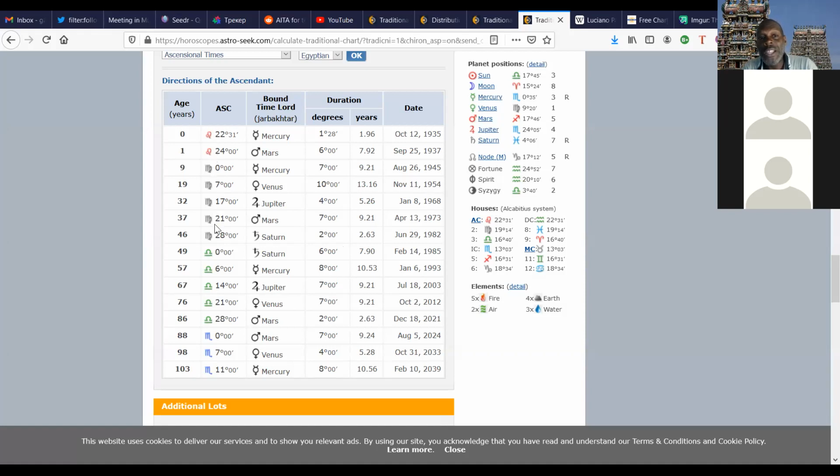We're looking for anything aspecting the bounds that the ascendant has been distributed from. So it's been distributed from Mercury's bound to Mars's bound and left Leo, and then gone into Mercury's bound, and then Venus's bound, and then Jupiter's bound, and now it's in Mars's bound. And that's where we look to find the partner. So only 21 to 28 Virgo is what we're looking for.